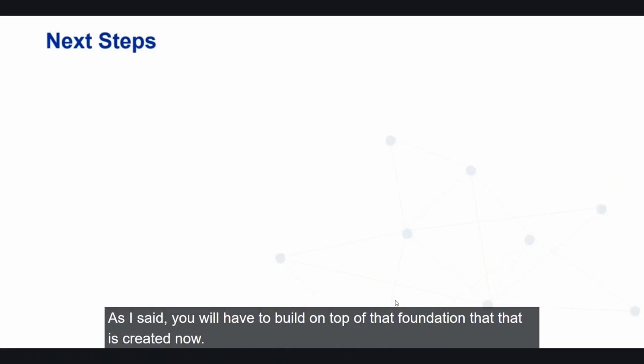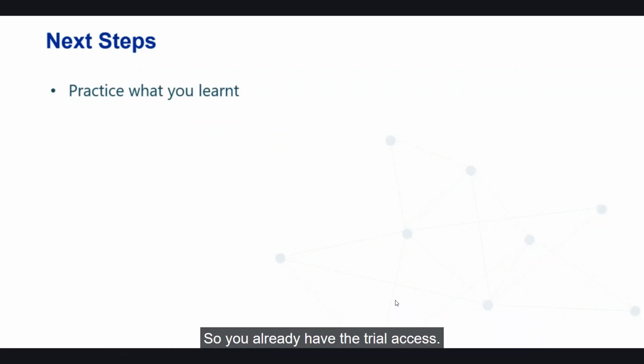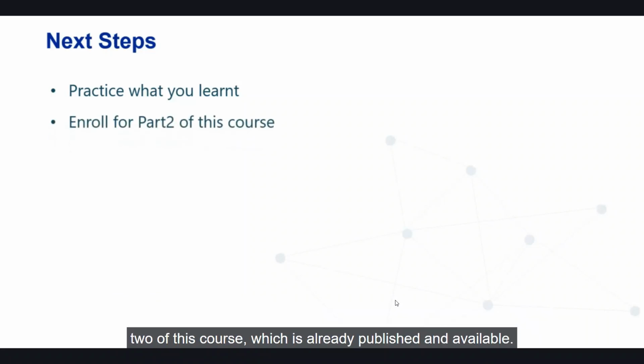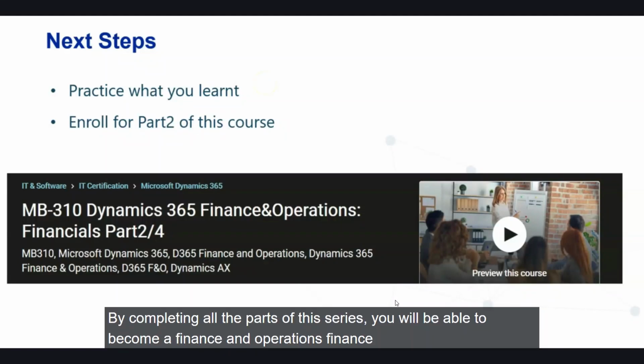You completed the foundation, as I said. You will have to build on top of the foundation that is created now. So make sure that you practice what you learned. You already have the trial access, correct? With that trial access, ensure that you practice everything that you learn and enroll into part 2 of this course, which is already published and available. You can see this is the title of the part 2 course, so go ahead and enroll for that. By completing all the parts of this series, you will be able to become a finance and operations finance consultant.